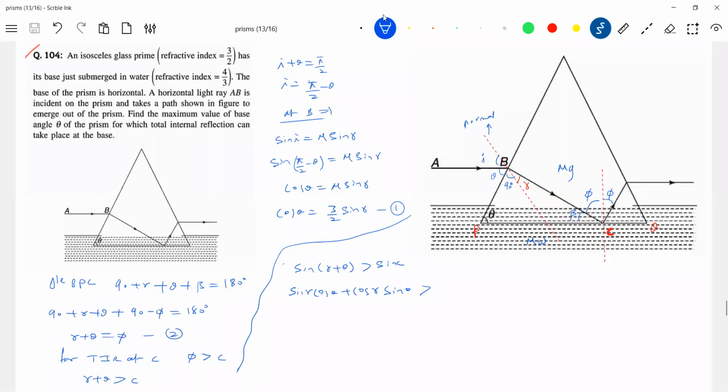Shall we write like this? No. Sin r, we can write it in terms of cos theta. Sin r will be 2 by 3 cos theta. Cos r will be root of 1 minus sine square r.